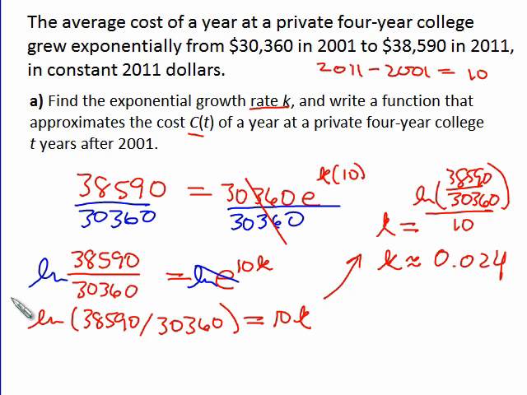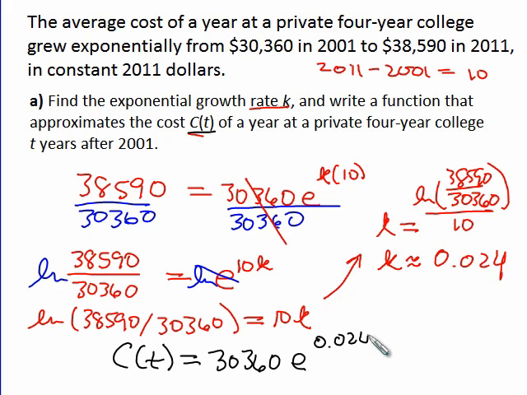Alright, so the question asked me to find the growth rate, which I did, and then write a function. So let me change colors so you can see this function here. We have the cost in terms of t, which is 30,360 e to the, and now we have our growth rate, which is 0.024, and I'm going to use t. This is a cost, it's in dollars, and t is t years after our original year. Well, this was the cost in the year 2001, so I'll say after 2001. So this is the model that I'll be using.